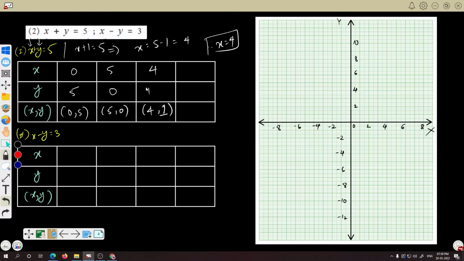Even if you plot 3 points, it is sufficient to plot the graph for a straight line. But if you want, you can find 4 points and then plot the graph. It's up to you.